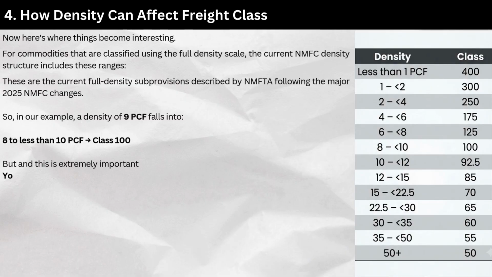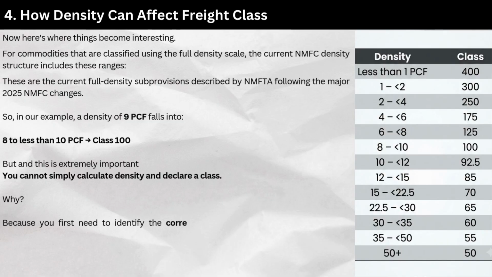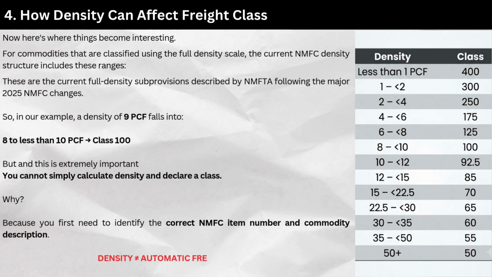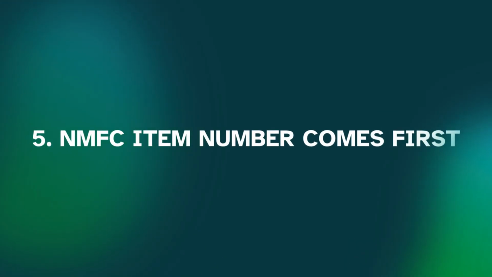But, and this is extremely important, you cannot simply calculate density and declare a class. Why? Because you first need to identify the correct NMFC item number and commodity description. Density not equal to automatic freight class. 5. NMFC item number comes first.